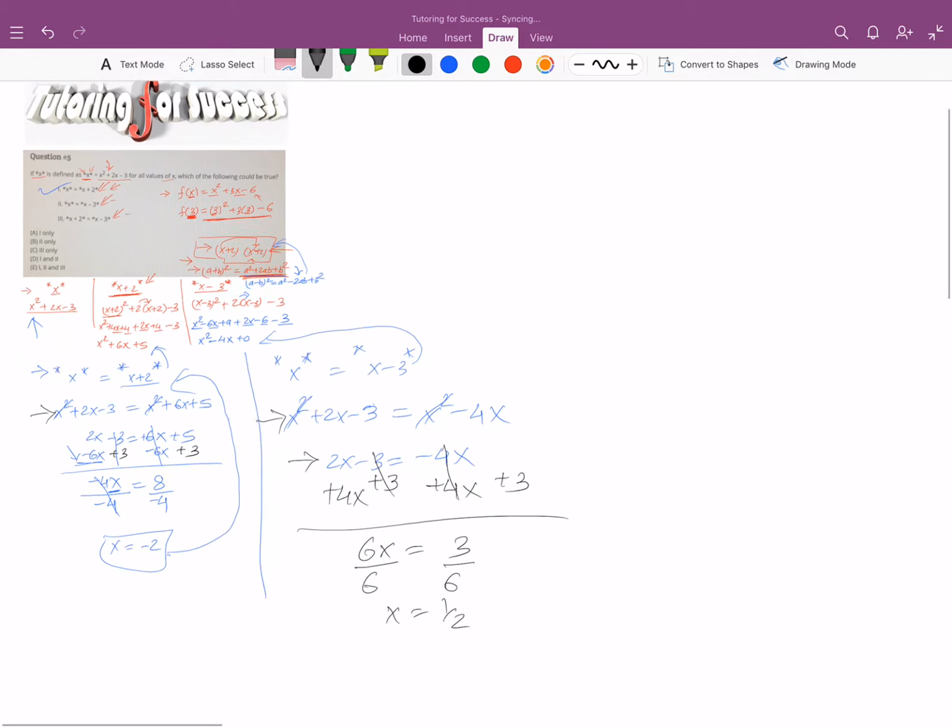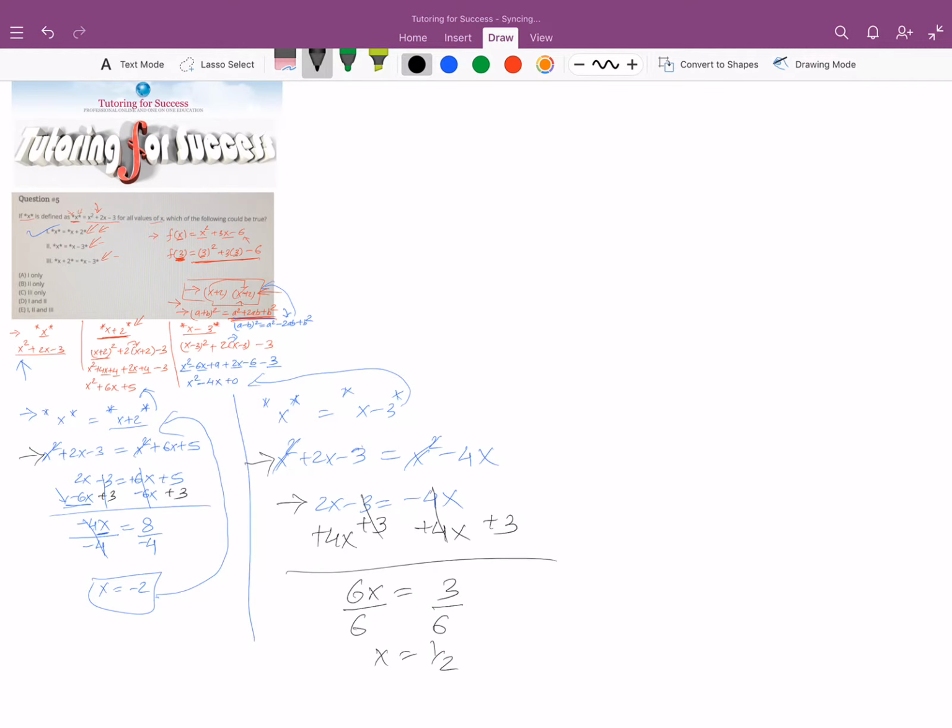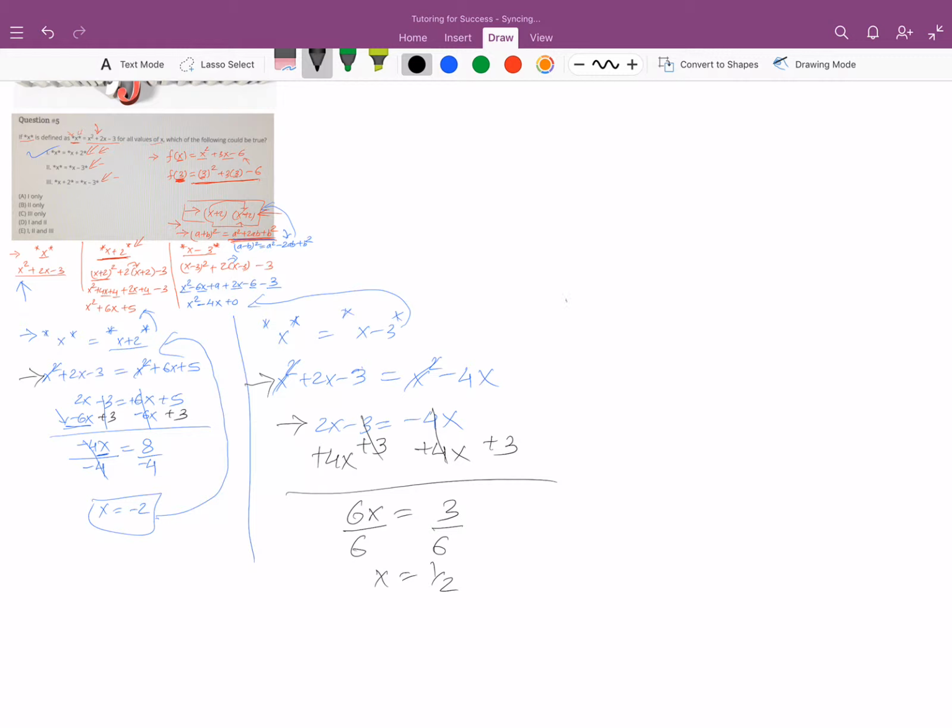So what we have here is this. For x equal to 1/2, this expression is valid, meaning that expression is also true. So this is also true. Let's work with the third one. (x plus 2) star and (x minus 3) star, apologize.